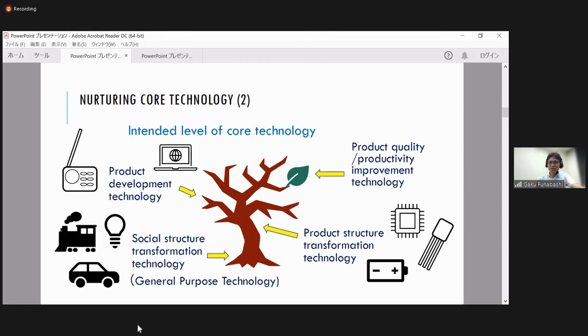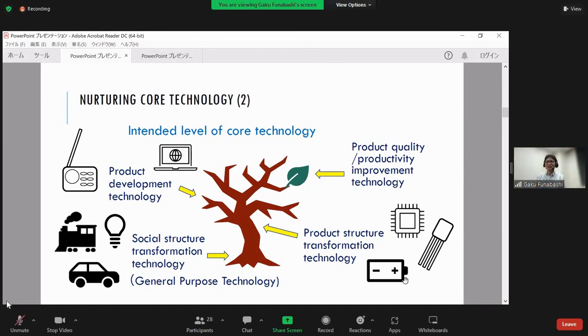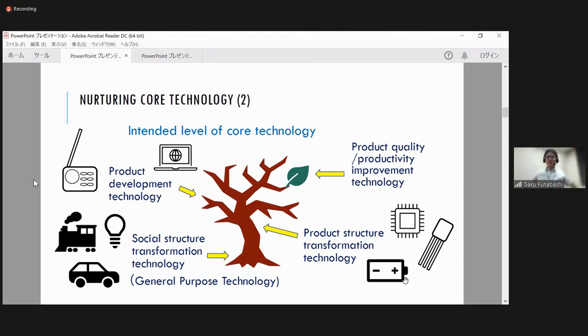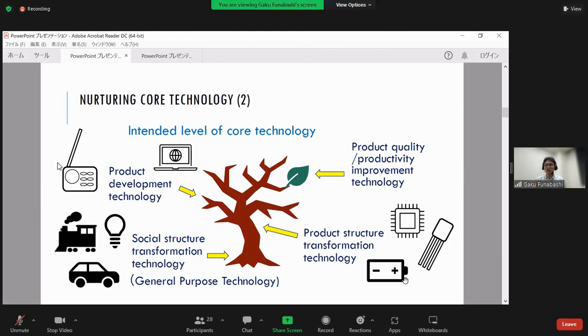What were the changes? Because with the transistor, all the products can be smaller. Before the transistor, do you know the size of the radio? This big. With the emergence of the transistor, Sony developed a radio using transistor technology. What was the size of that radio? This size. So from this size to this size, it changed the product structure drastically.